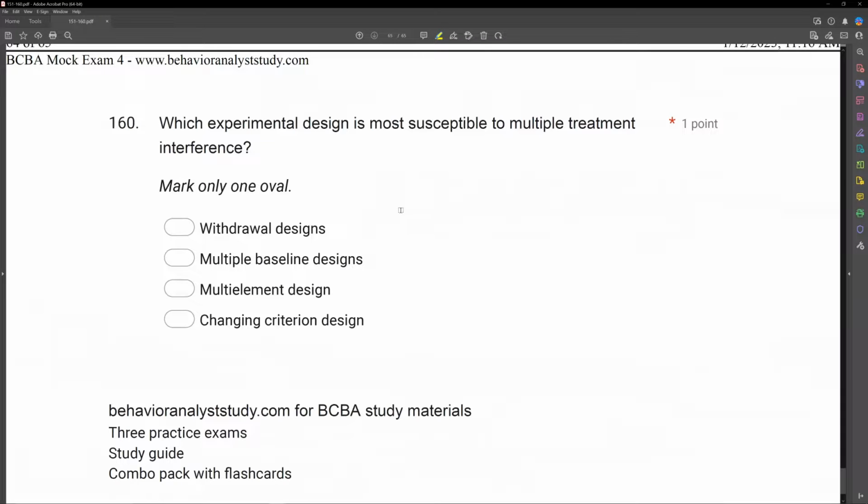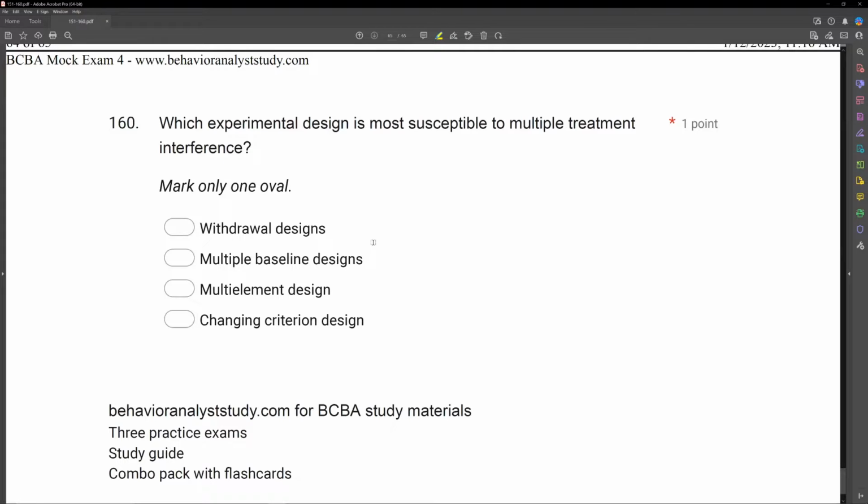160. Which experimental design is most susceptible to multiple treatment interference? Now, multiple treatment interference says that one treatment is impacting others, right? So the data is going to look possibly skewed. Maybe the data is just not going to be accurate because treatments are interfering with each other. And if you think about it conceptually, the answer to this question makes sense. Which experimental design do we have a lot of treatment going? Are we implementing a lot of treatments at the same time?